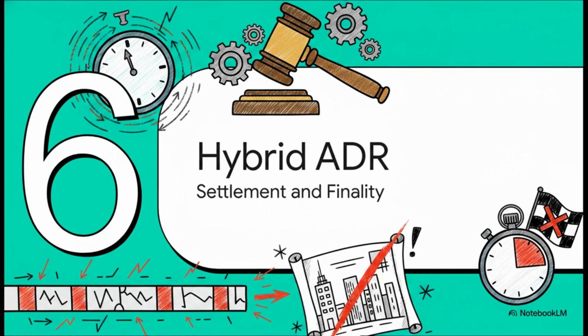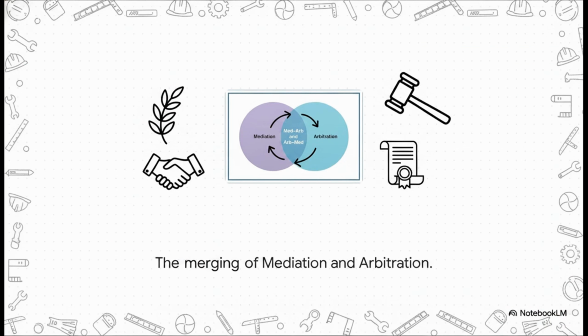Section 6, Hybrid ADR, Settlement, and Finality. Finally, Dr. Rao addresses the highest stakes scenario on their board, a massive, incredibly urgent extension of time claim that threatens to completely derail the entire project schedule if it isn't resolved absolutely and immediately. For something this massive, we look to hybrid ADR. This is where we merge the consensual nature of mediation with the binding, unquestionable finality of arbitration to create models like Med-Arb and Arb-Med. You get all the flexibility of a negotiation, but with guaranteed, rock-solid closure at the end.